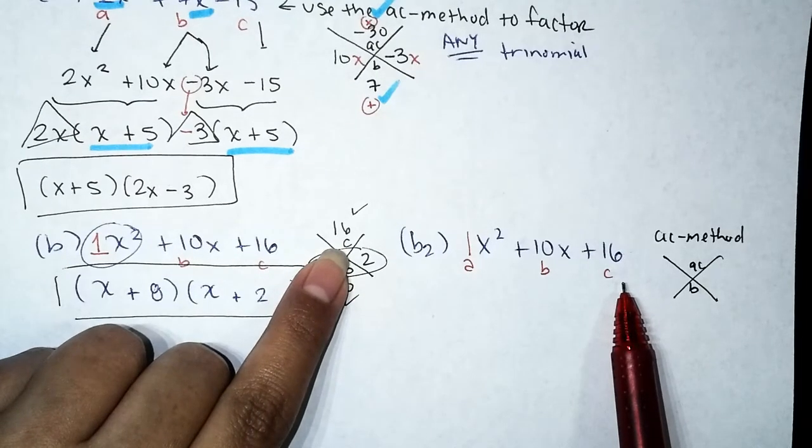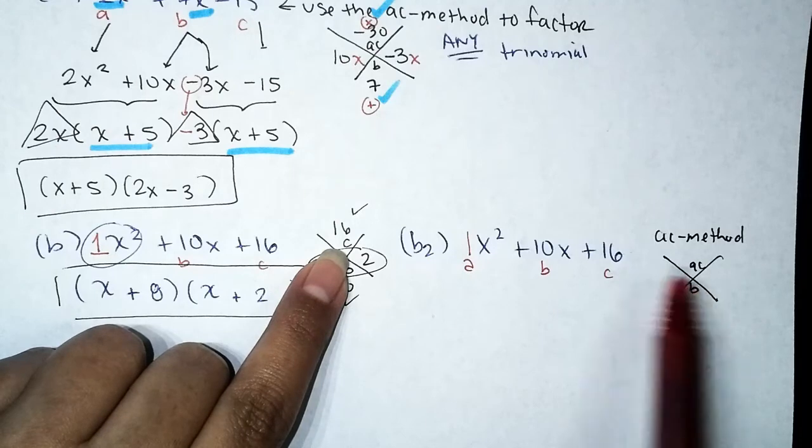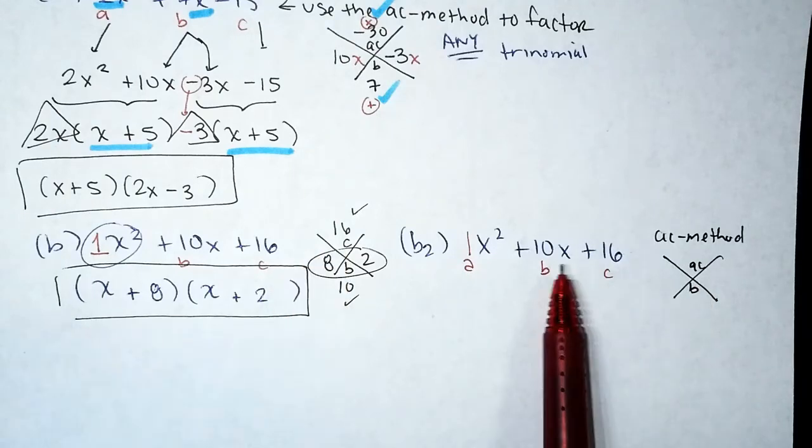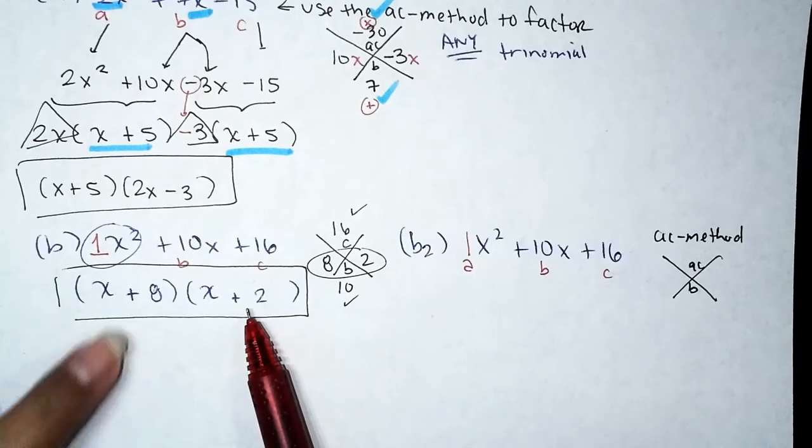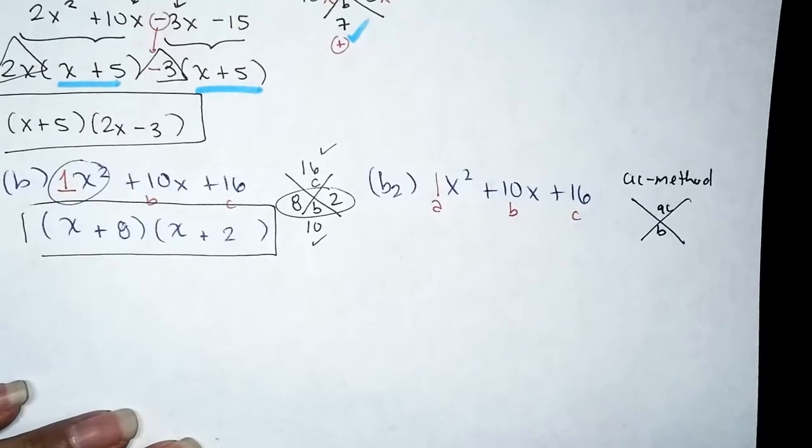To highlight that if I use both A and C, I've got to do the full-blown AC method. If we just focus on C, because the leading coefficient is 1, then we go straight to the answer. Okay, I said too much, so let's do this.